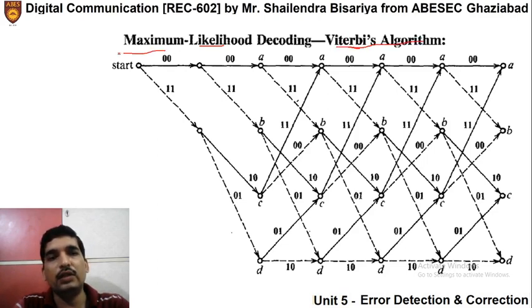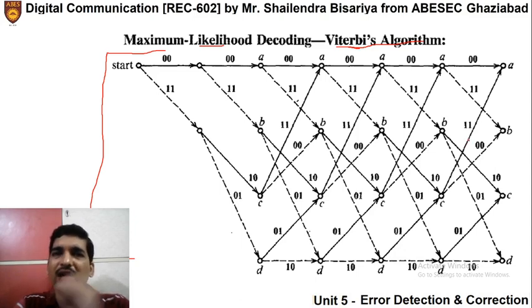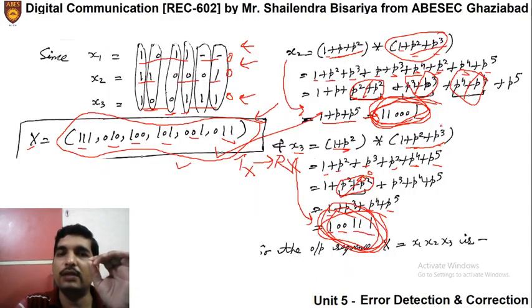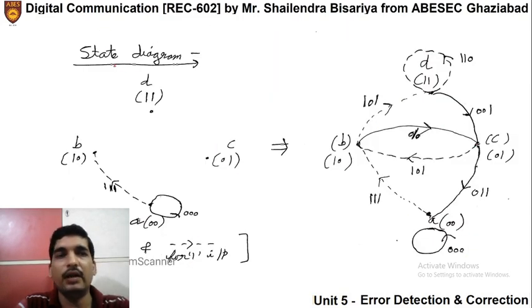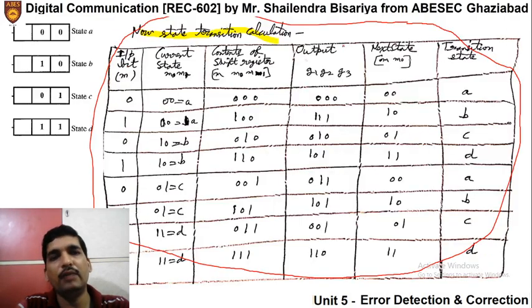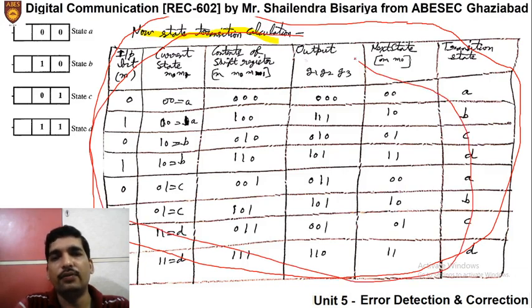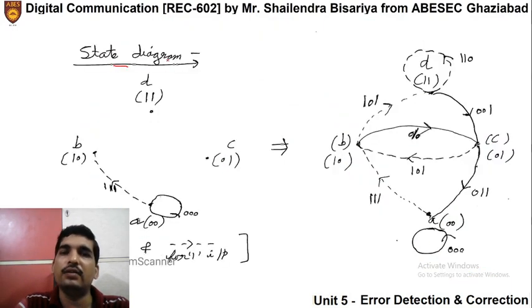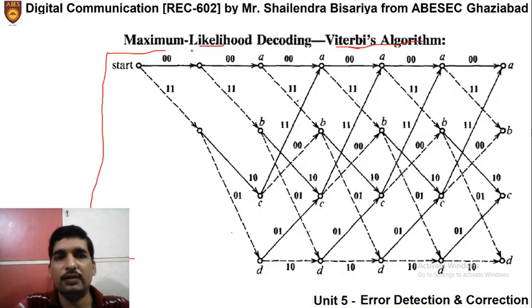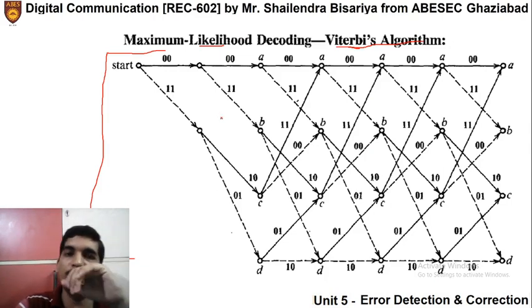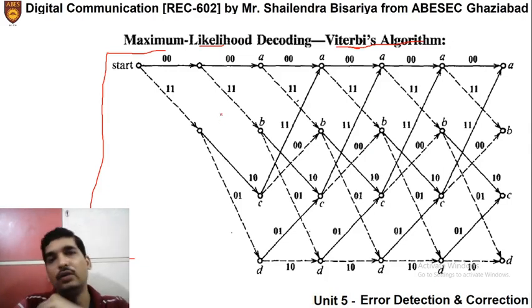So if you see this diagram, you will feel that it is much more complex, going in a zigzag manner. But this diagram is much simpler. If the previous concepts of code tree, state diagram, and trellis are clear to you, we are just doing the same thing again. That means with the help of this state transition table, we are following the same path in this diagram. It seems zigzag and jumbled, but this is much simpler. We have to follow that state transition table again only.